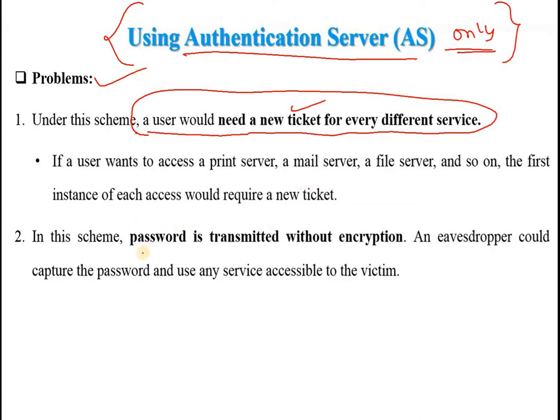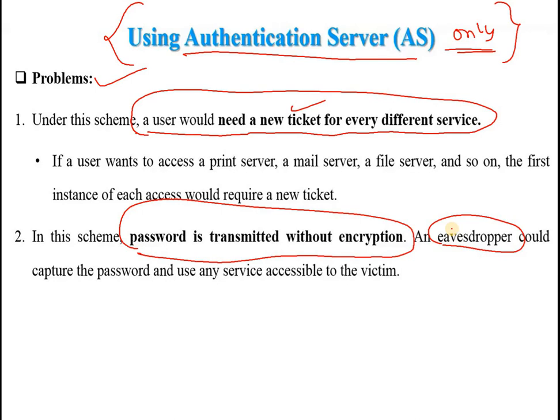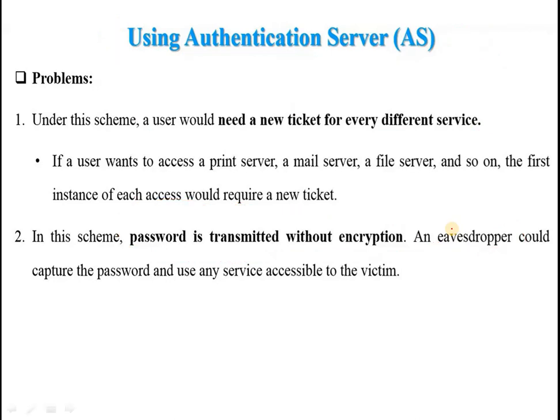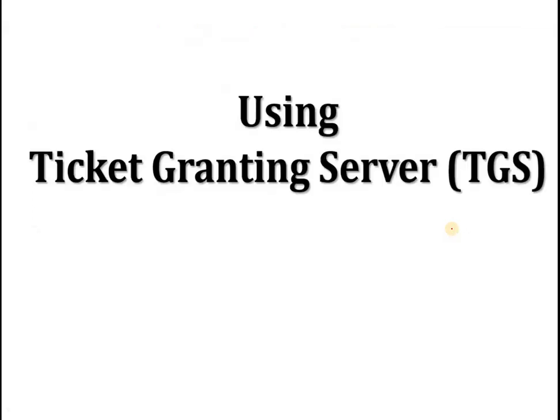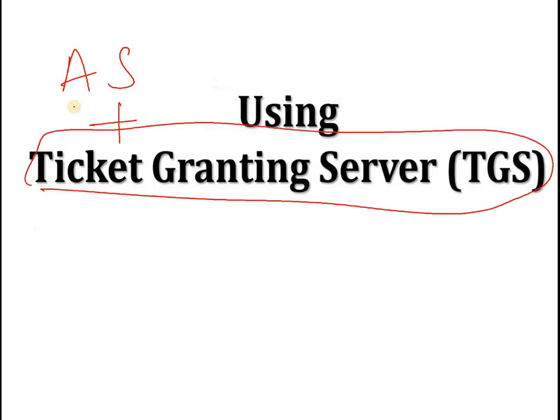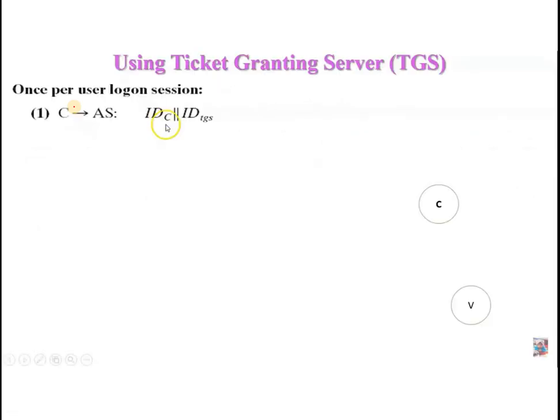The second one is, the password must be transmitted without encryption. In this scheme, the password is transmitted without encryption. Once the password is transmitted without encryption, a hacker can capture the password and use any services. That is called an eavesdropper. An eavesdropper is nothing but a third party, a non-authenticated person. So these are the 2 problems here. To overcome these 2 problems, along with the authentication server, we have to use the ticket granting server. How will we overcome this problem?